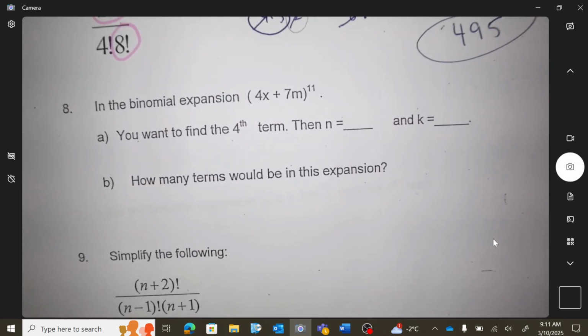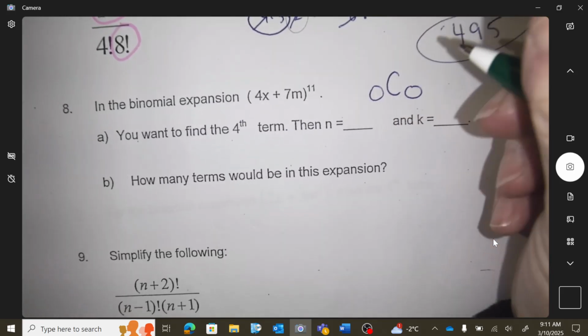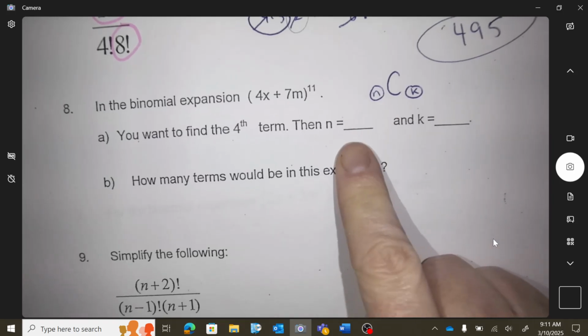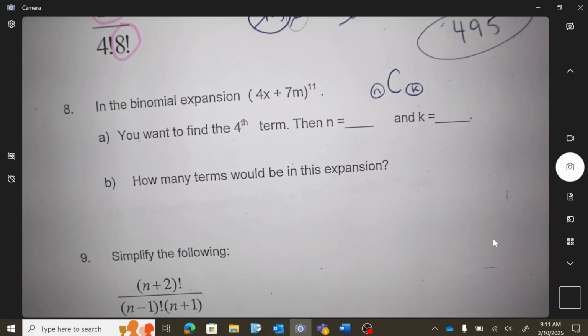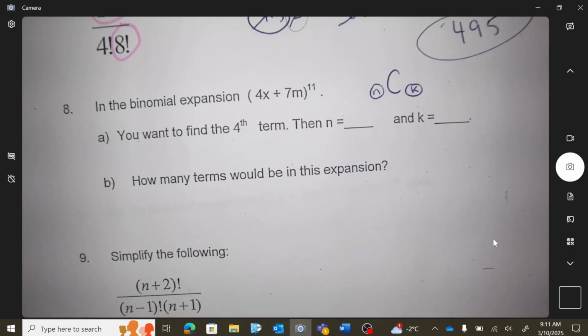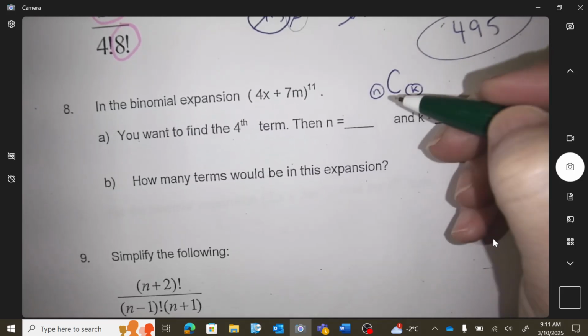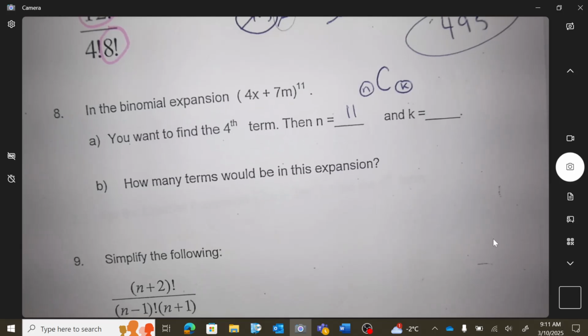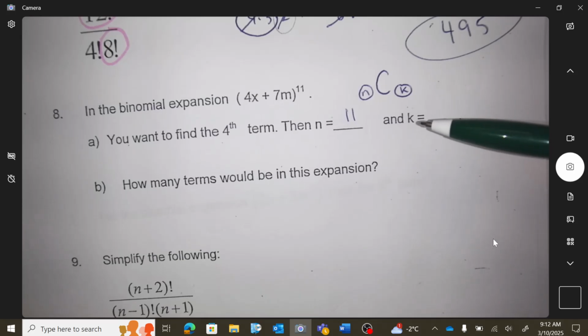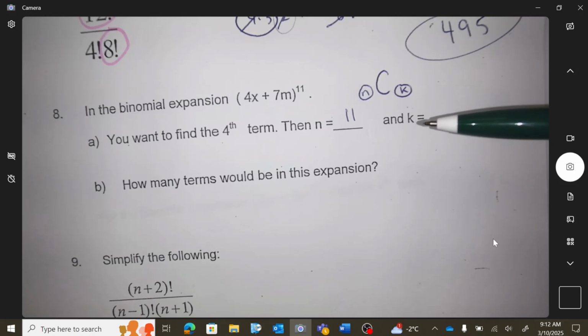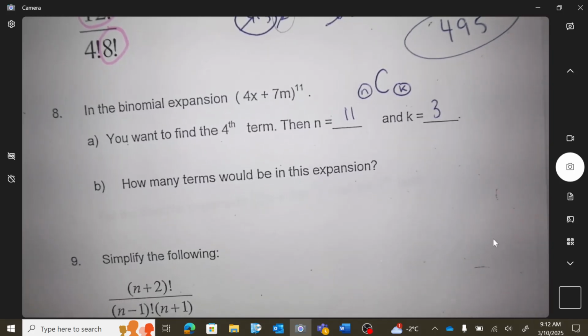Okay, binomial expansion question. If you want to find the 4th term, then your n is what? Your k is what? Do you remember what the n is going to represent? 11. N is your total exponent, and k is your choose number. So if you are on the fourth term, we would like to choose 3.